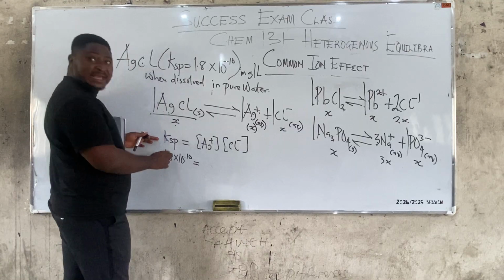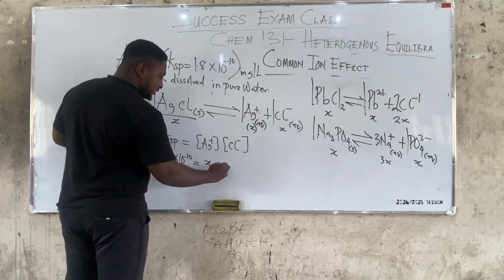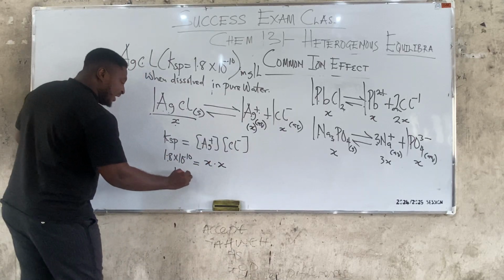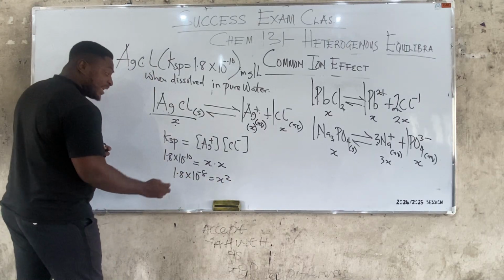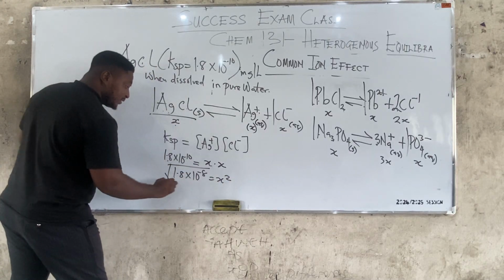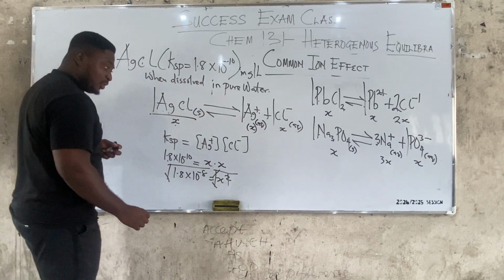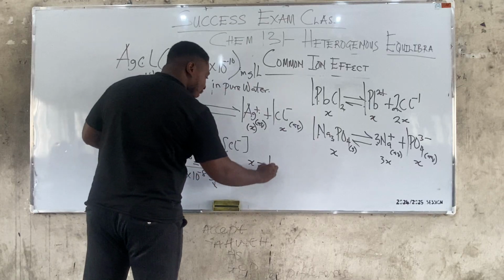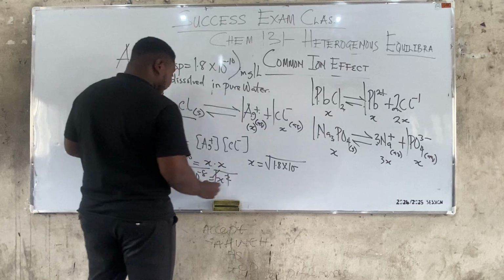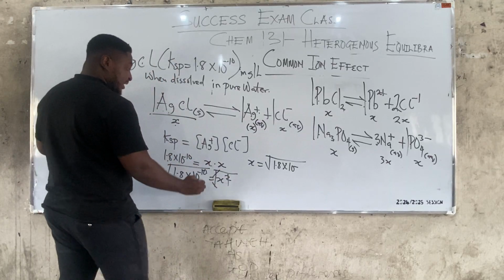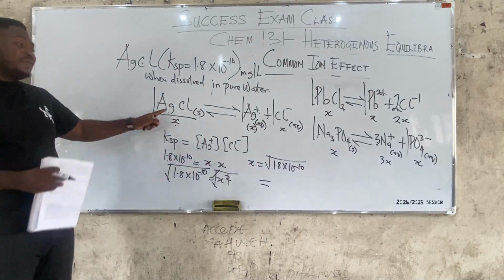Because KSP is 1.8 times 10 raised to minus 10 equals to what's the concentration of Ag plus? X. Cl minus X. X times X. So 1.8 times 10 raised to minus 10 equals X squared. How do we make X the subject of the formula? We can find the square root of both sides. Do you agree? So the X equals the square root of 1.8 times 10 raised to minus, was it minus 8 or minus 10? Minus 10. And once you have gotten X, have you not gotten the concentration of AgCl?